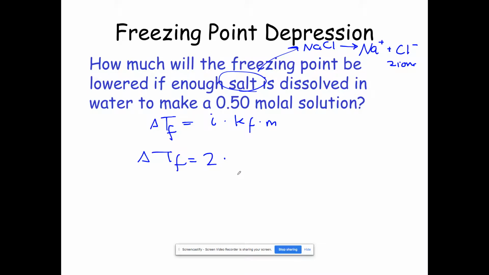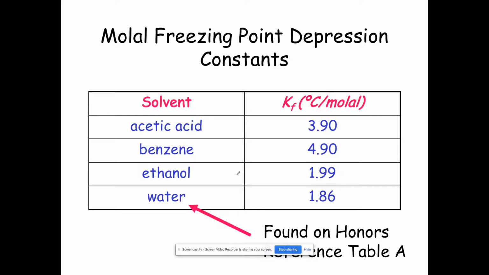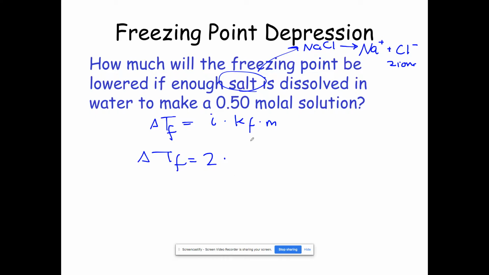What is K sub F? That is the molal freezing point depression constant. If you aren't on Honors Reference Table, Table A, go there now. Find the molal freezing point depression constant of water, which is 1.86 degrees Celsius per molal. What is the molality? Oh, I told you, 0.50.